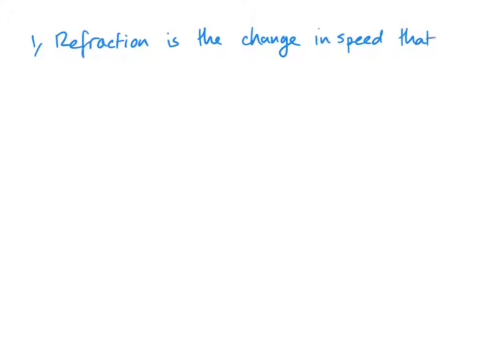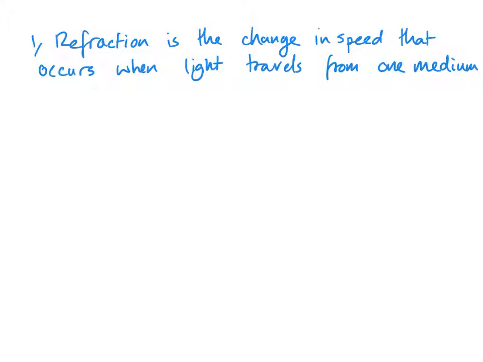Learning outcome 1, refraction, and notice the spelling: refraction. Refraction is the change in speed that occurs when light, or any other wave for that matter, travels from one medium, which is a phrase remember we use for whatever the light or the wave is travelling through, to another.